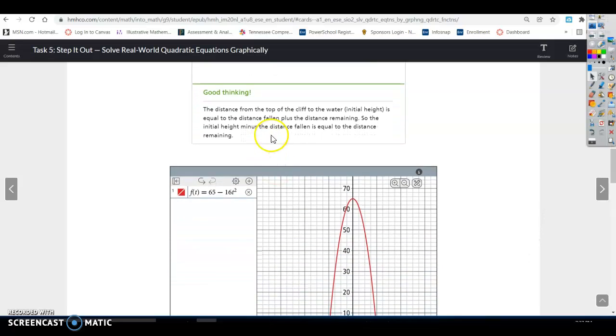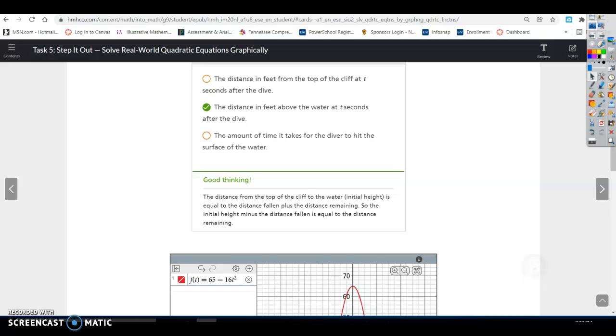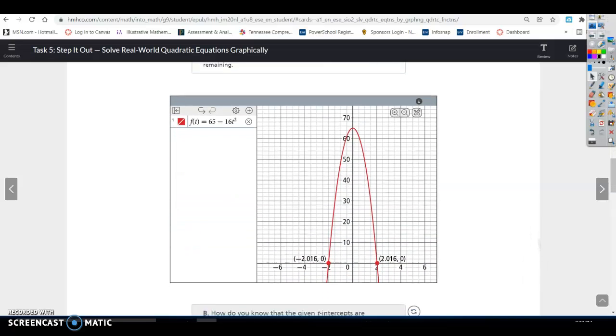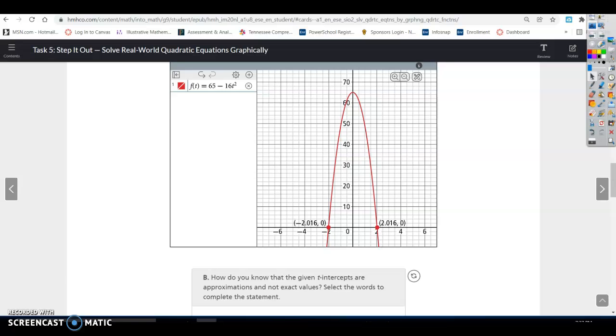All right, the initial height is equal to the distance fallen plus the distance remaining. So the initial height minus the distance fallen is equal to the distance remaining. I don't know if that helps or not, but anyways, looking at the graph.